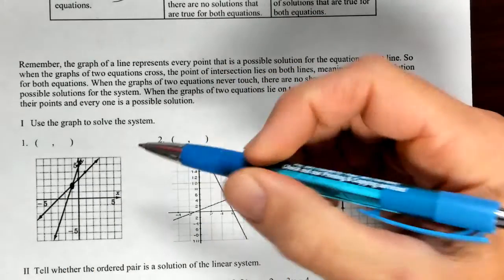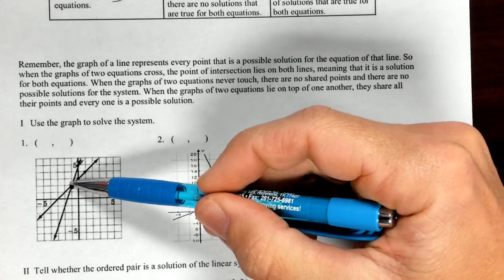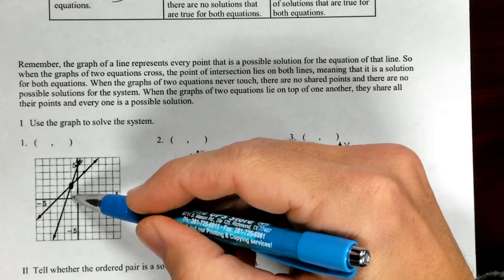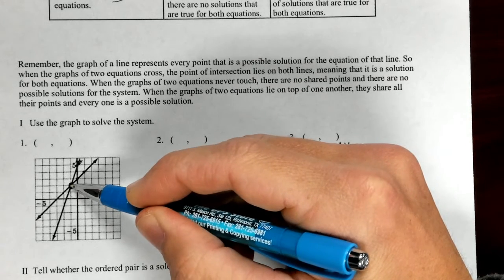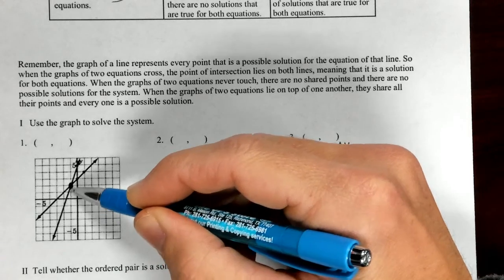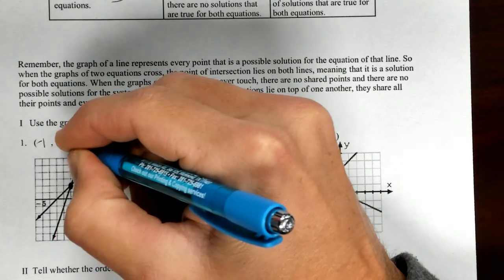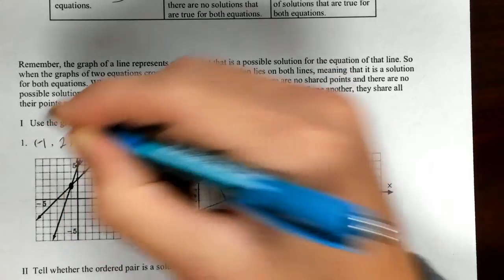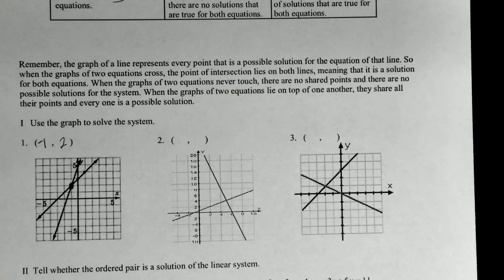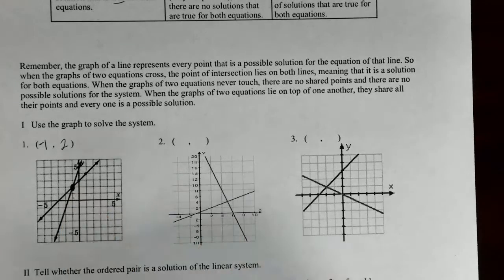Andrew, help me out. What is that point? Yeah, so it goes over negative 1 and it goes up 2. So my solution is negative 1, 2. Those two lines intersect at one point, and that one point is right there at negative 1, 2. That is my solution.